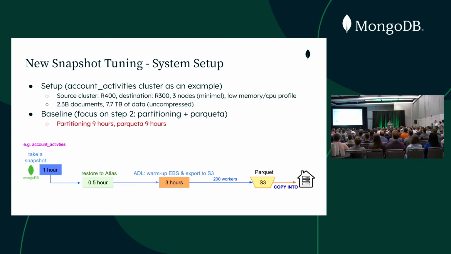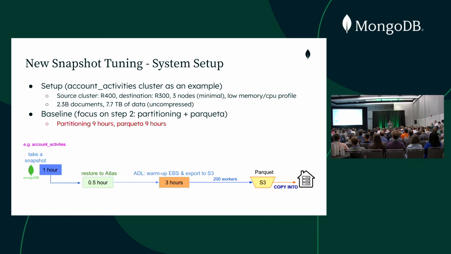Remember, we talked about the end-to-end performance, the new performance of 5 hours, right? It doesn't come for free. We did a baseline run for one of our biggest financial clusters, the account activities. This cluster has 2.3 billion documents, and the uncompressed data is 7.7 terabytes. The baseline run turned out to be very, very surprising: 21 hours. So what's wrong? What's the bottleneck?